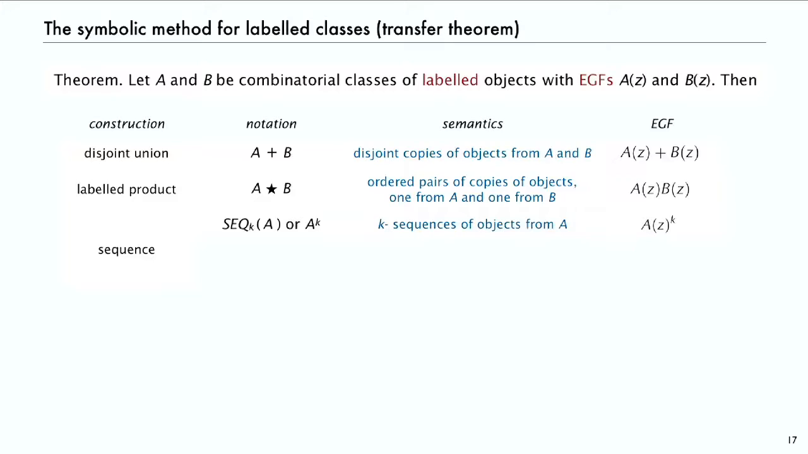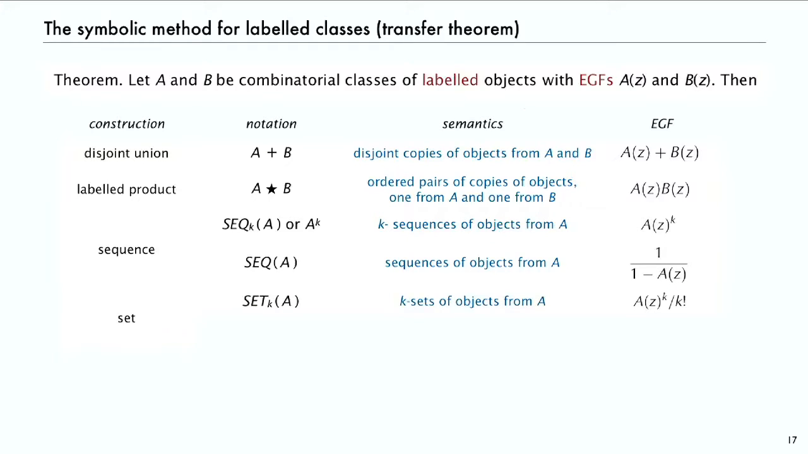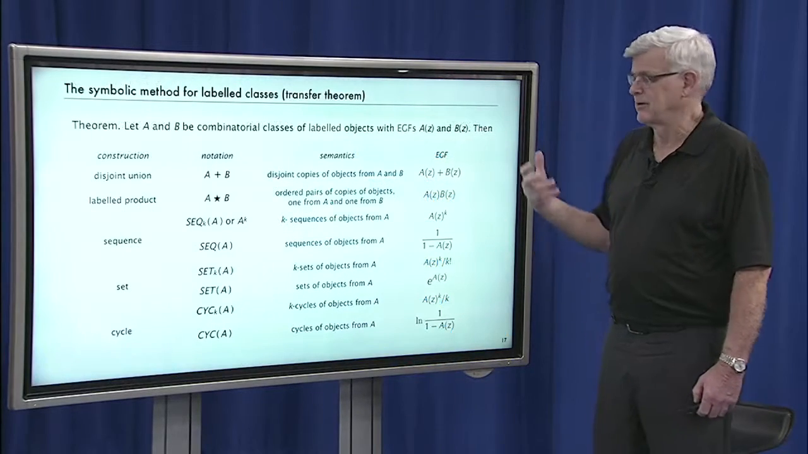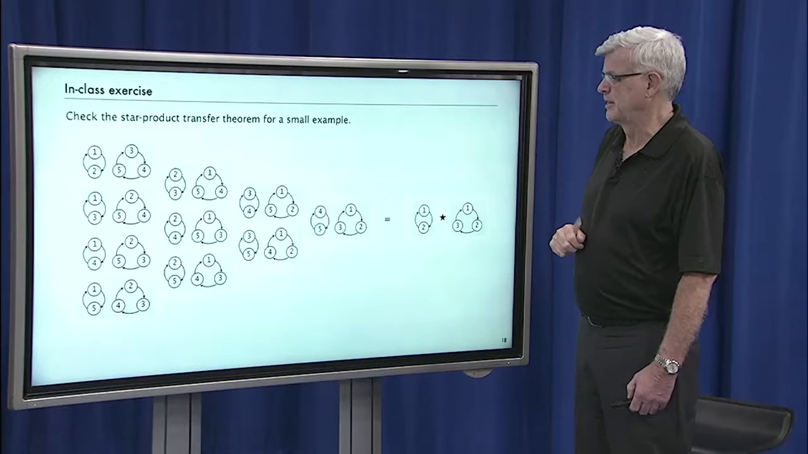For sequence, if you have a sequence of length k, it's just A of z to the k, just by extension of the product. If you have a sequence of any length, then it's 1 over 1 minus A of z. And again, we'll look at the proof of this. For set, it's A of z to the k over k factorial, or if it's a set of any size, it's e to the A of z. And for cycle, if it's a k-cycle, it's A of z to the k over k. And for a cycle of any length, it's log of 1 over 1 minus A of z. These are, again, very natural, and we'll show the proofs in a minute.